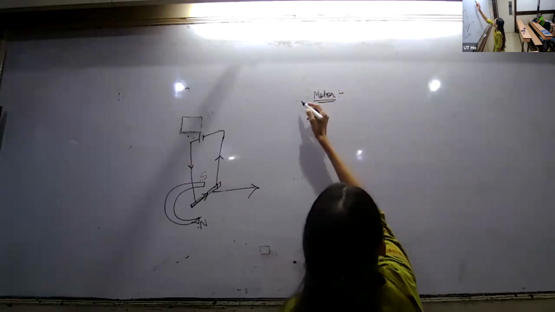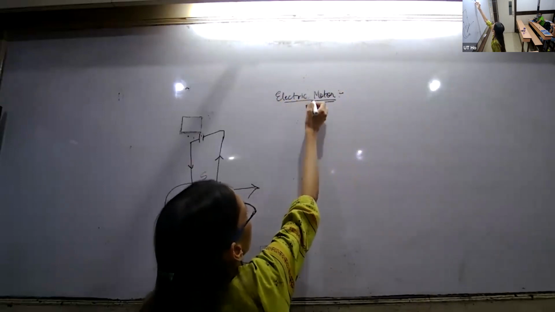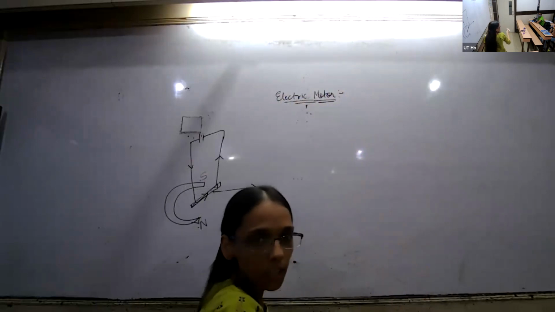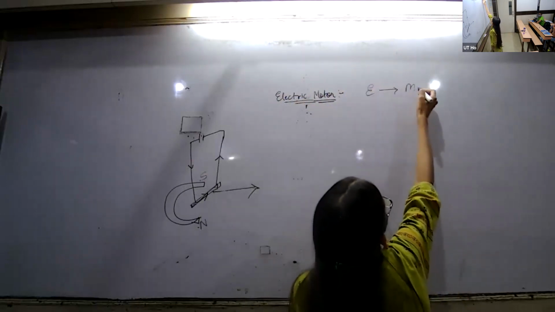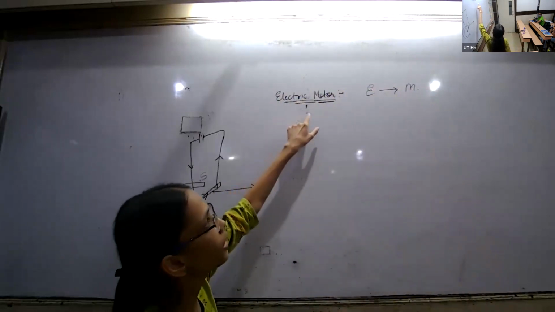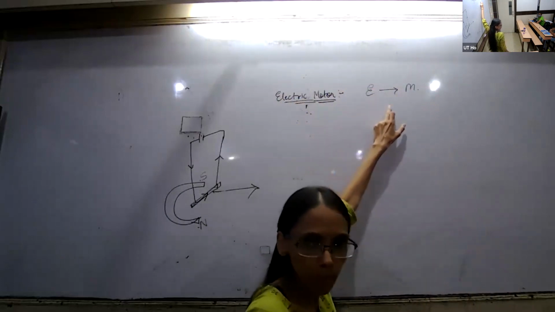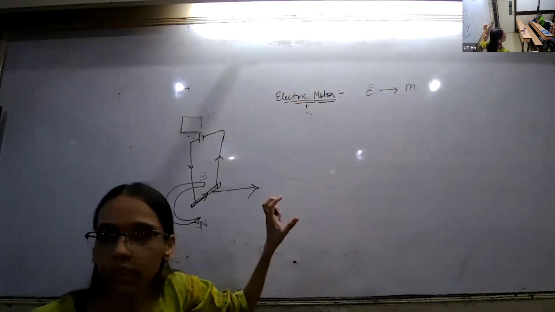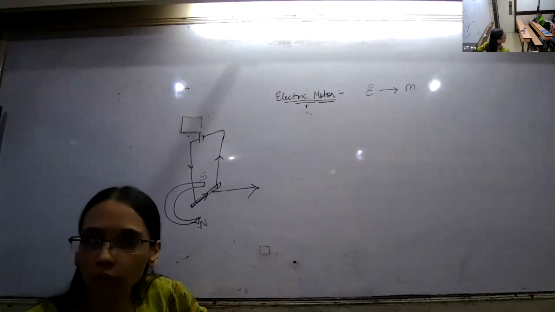So what is a motor? Of course, which motor? Electric motor. So what is an electric motor? It is a device which converts electrical energy into mechanical energy. I am just writing this. You write it in complete form. So what is an electric motor? It is a device which converts electric energy into mechanical energy, and it is the most important topic of your chapter. So pay attention to what we will be doing.